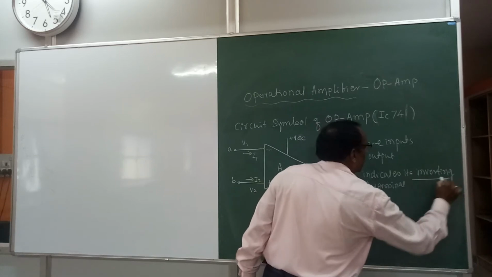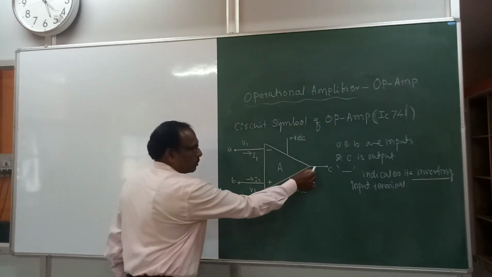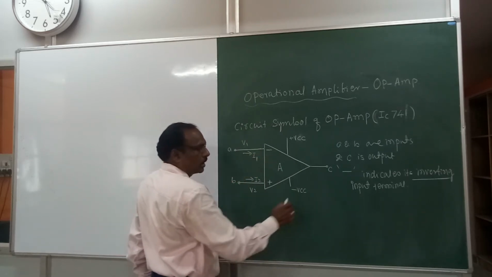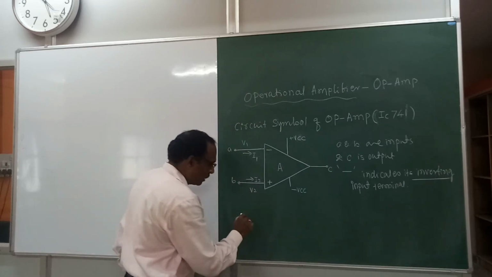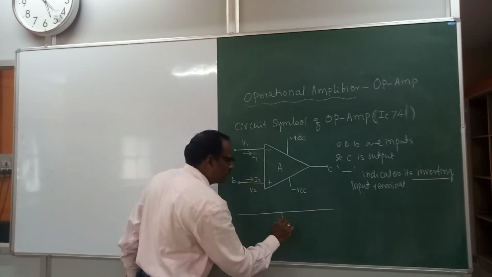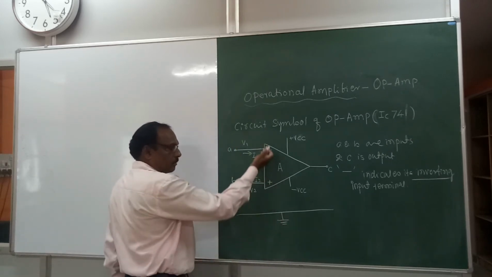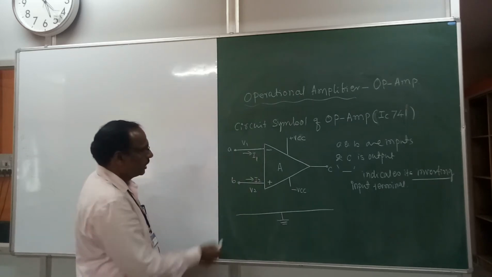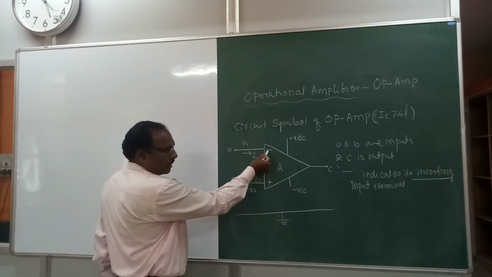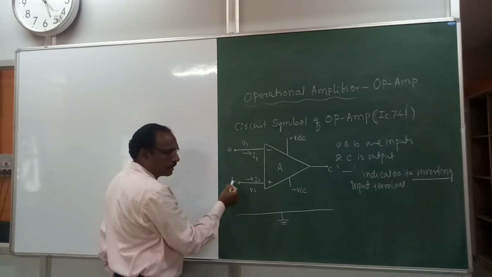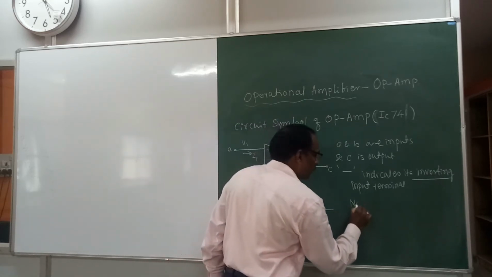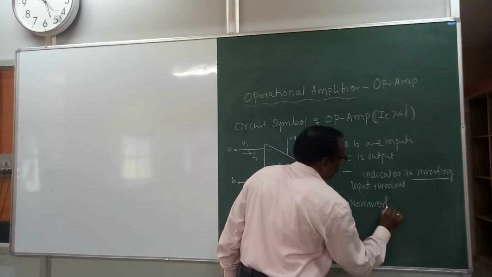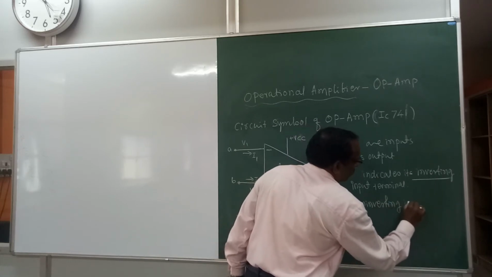What do you mean by inverting input terminal here? Say this is output and this is input. All the inputs are measured or applied with respect to ground, and the output is measured with respect to ground. In many books they give this as a symbol, sometimes they neglect this. Both will do. So the input with a negative mark is the inverting terminal, and with a positive mark it is the non-inverting input.